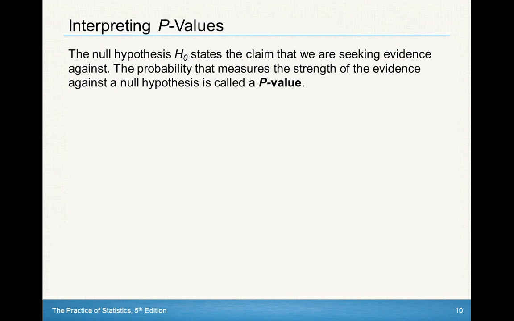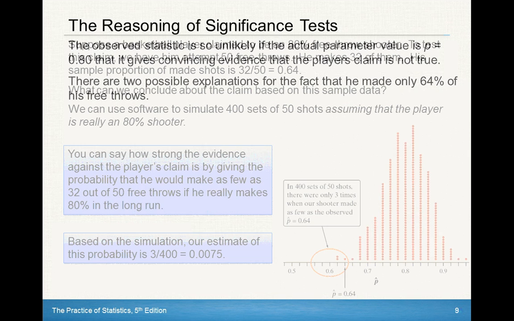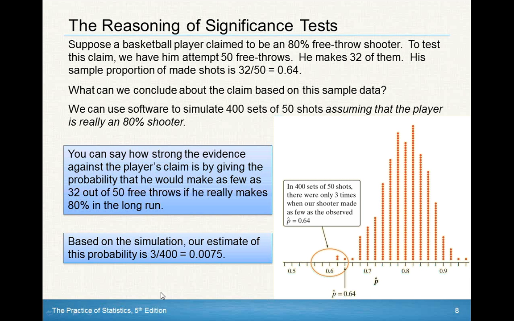The null hypothesis, H0, states the claim that we are seeking evidence against. The probability that measures the strength of the evidence against that null hypothesis is called the p-value. So for the problem that we just examined, the p-value is 0.0075.